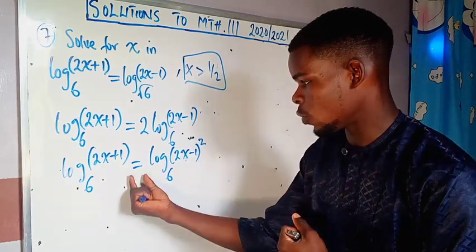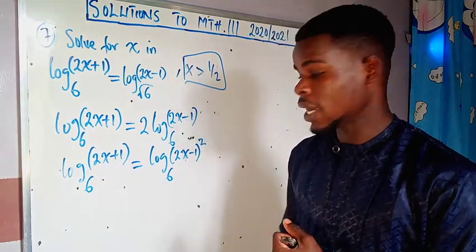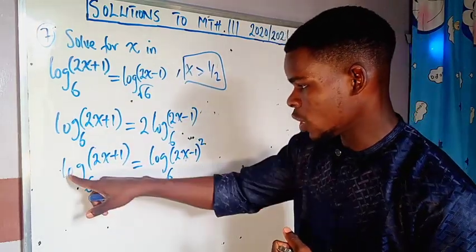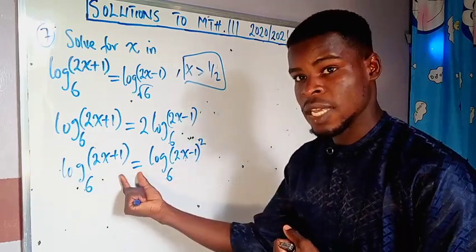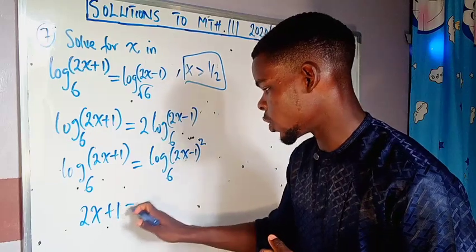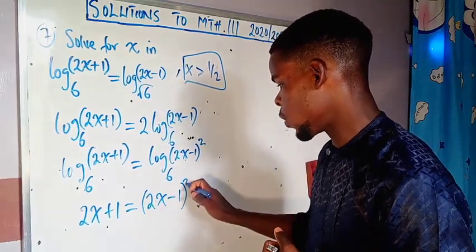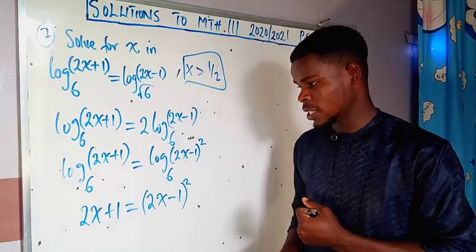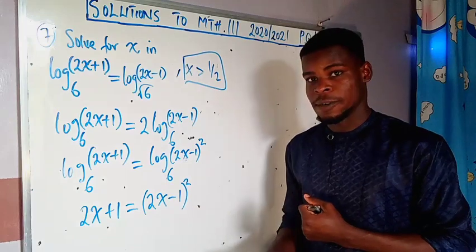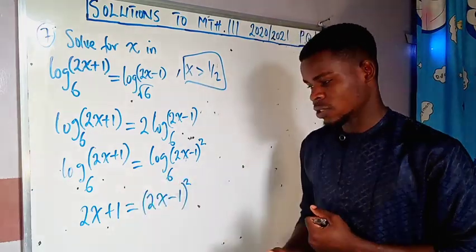So you notice this is an equality sign. The left hand side we have a logarithm to base 6 of something. The right hand side we have a logarithm to base 6 of something, right? Given that this is an equality sign, these two must be the same. That is to say, 2x plus 1 must be the same thing as 2x minus 1 squared, because that's only when these will be equal. Since this is logarithm to base 6 and this is logarithm to base 6, as a student you can say, okay, let's cancel the logarithms and take the expressions.